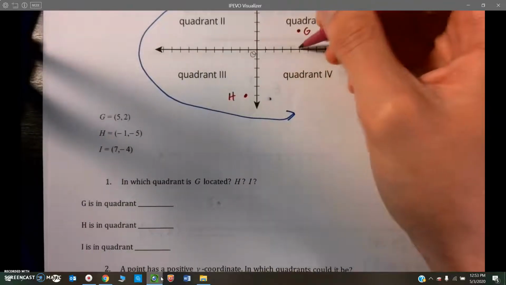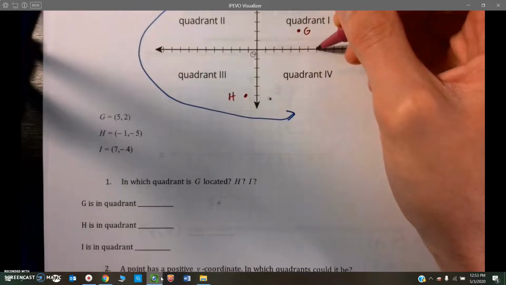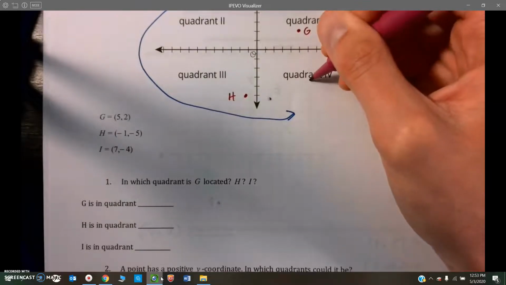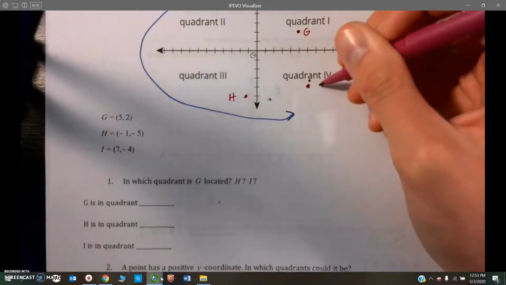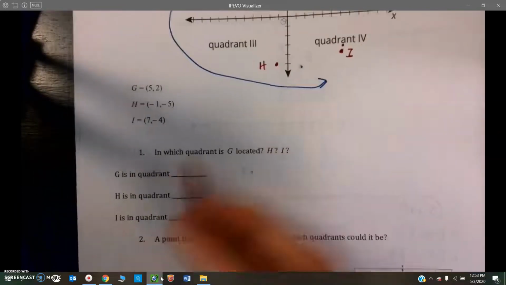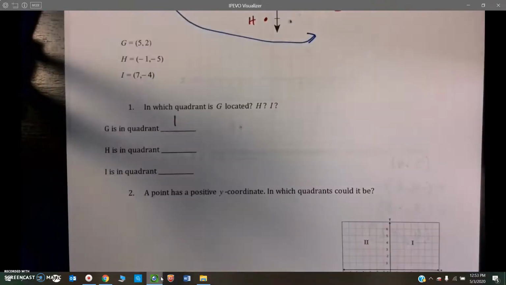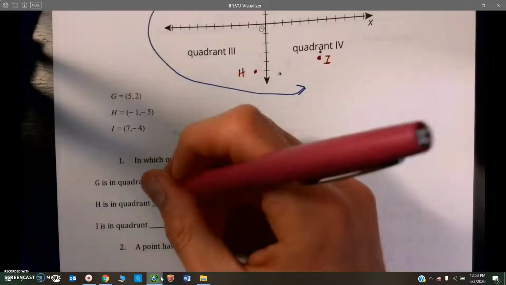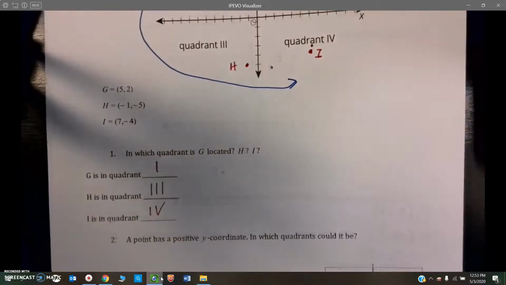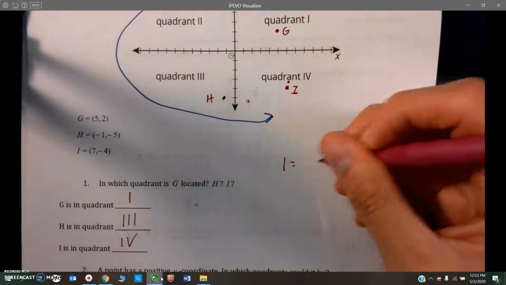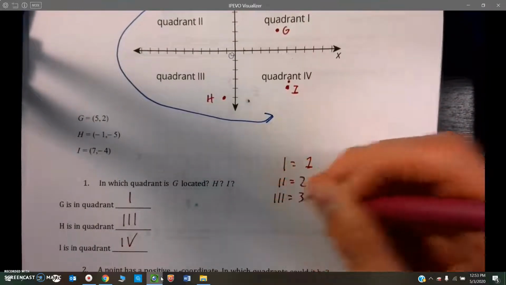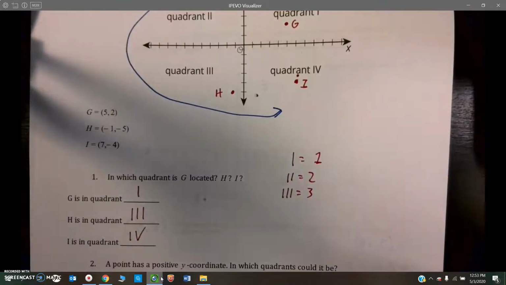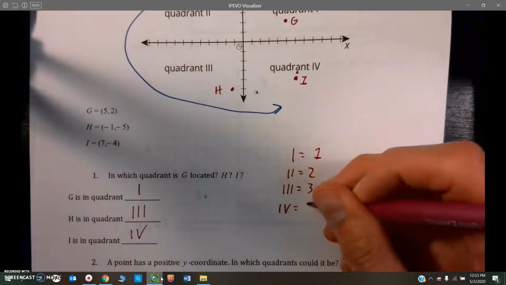And here's I, 7. 1, 2, 3, 4, 5, 6, 7. And then down 1, 2, 3, 4. Be about here. Alright, so G is in quadrant 1. H is in quadrant 3. And I is in quadrant 4. All right, and if you need a refresher, 1, 2, and 3 are really easy. They're just vertical lines.